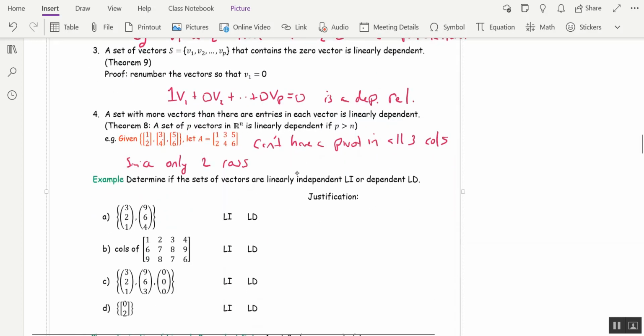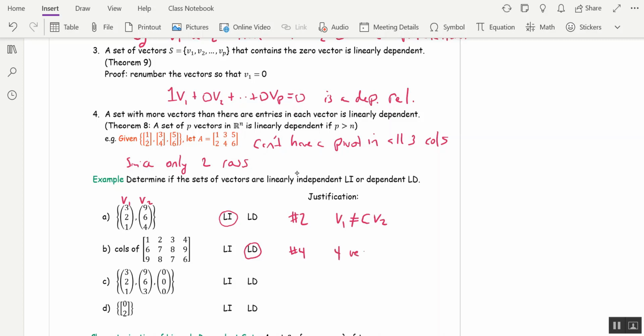Well, for this to be a multiple, it's looking good because 9 is 3 times 3 and 6 is 3 times 2, but 4 is not 3 times 1. So those are linearly independent by number 2 because v1 is not a multiple of v2 if I call this v1 and that v2. Okay, next one, the columns of this matrix. Well, there are 4 columns, but there's only 3 entries in each column. So those are linearly dependent by number 4, since I have 4 vectors in R3.